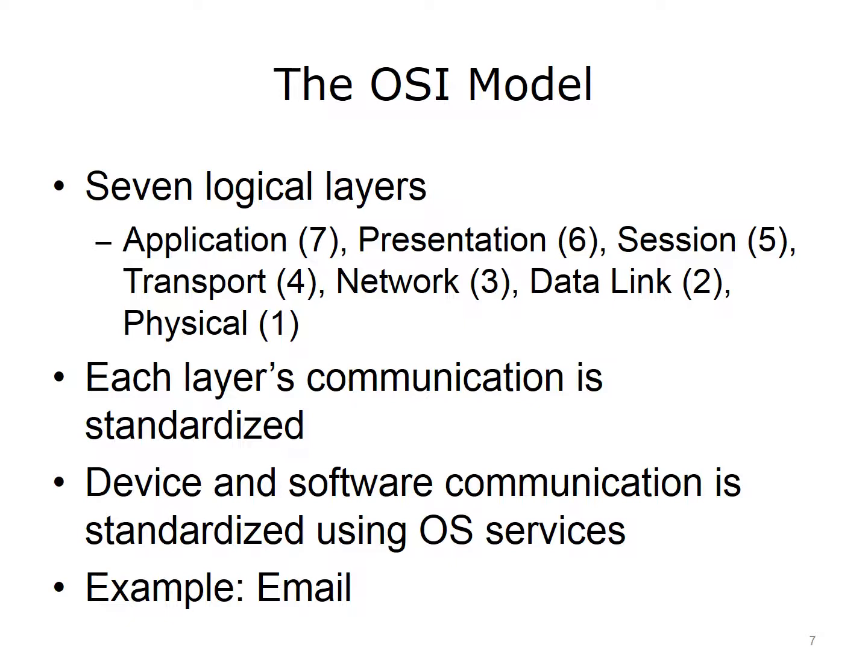Each layer's communication is standardized so that adjacent layers know how to communicate with each other. In other words, layer 7 has the ability to communicate with layer 6. Likewise, layer 6 has the ability to communicate with layer 5 and layer 7. Layer 5 can communicate with layer 4 and layer 6, and so on. Therefore, device and software communication is standardized by operating system services.